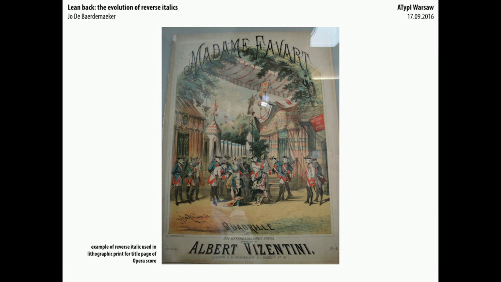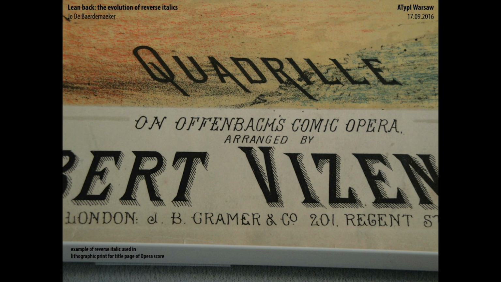Other techniques also introduced the backslant or the reverse italics, and this is an example of the title page of a music score for popular opera or operettes, and you can see the use of the reverse italic in this case. Lithography, for people who don't know, is made by stone, so there's no printing or metal type being involved in the process.